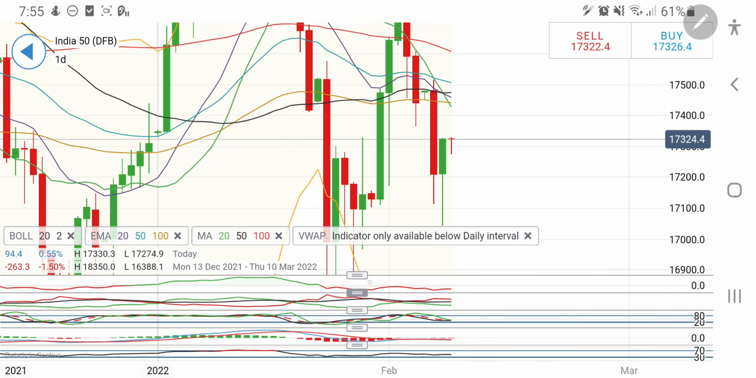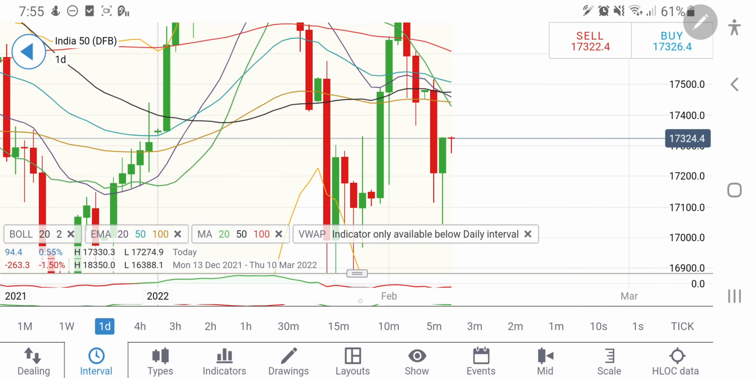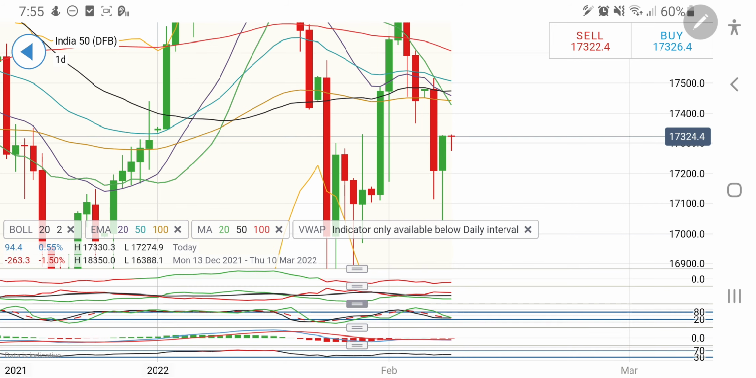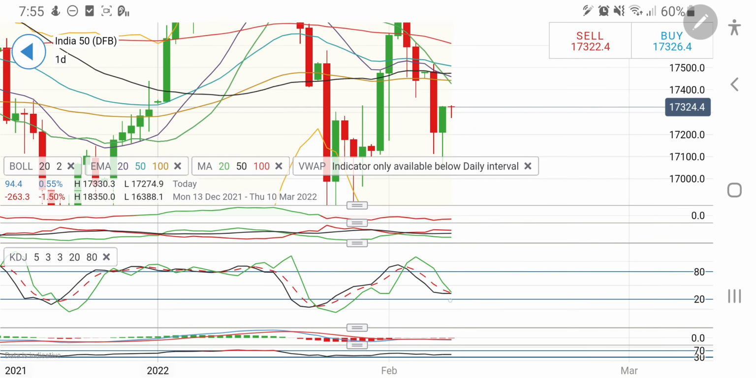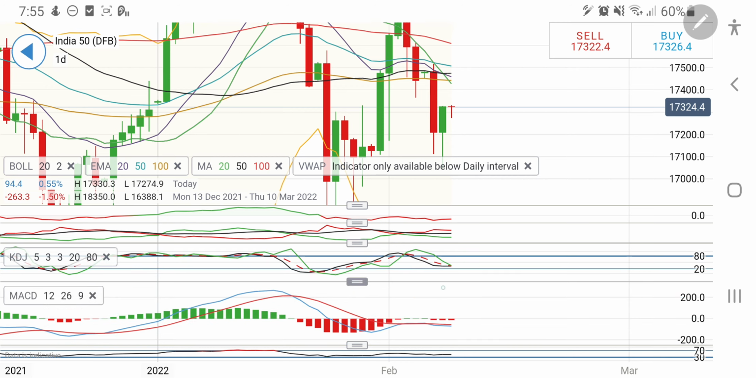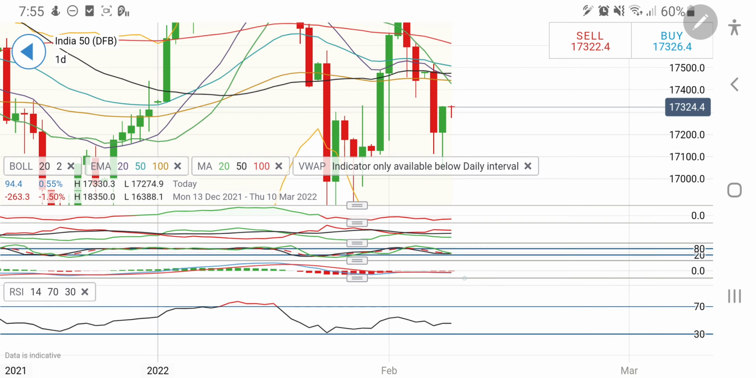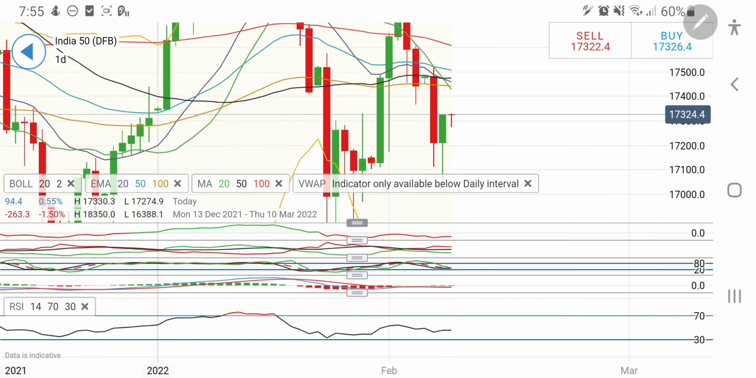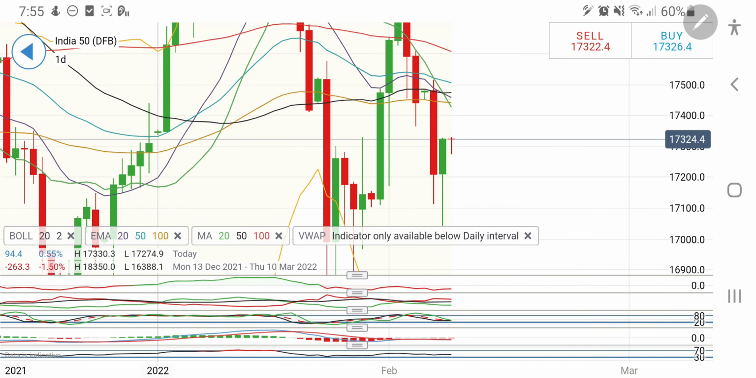Let's have a look at the indicators on the daily charts. It is almost trading at the bottom on the stochastic, and our MACD lines are running parallel, and RSI is comfortable. So yes, once it breaks the 17,350-360 zone, you can enter a long, with 17,450 the next target, and 17,500. Beyond that it will definitely fly. So take your positions accordingly.